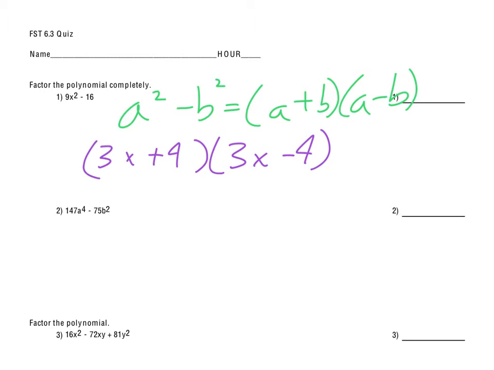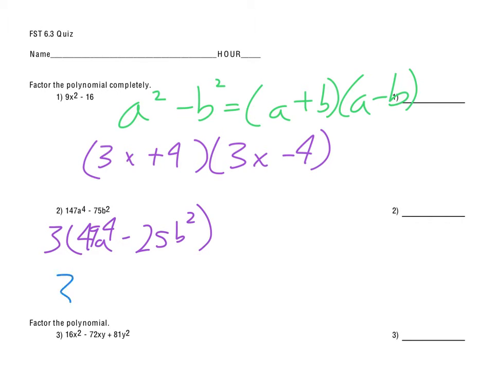Now number 2 here, it doesn't look like a difference of squares pattern, but that's because there's a common factor of 3 that we can take out of that. When we do, we see that we have 9 times 49a to the 4th minus 25b squared. So once we get that common factor out, then we can see that we do have some perfect squares there.